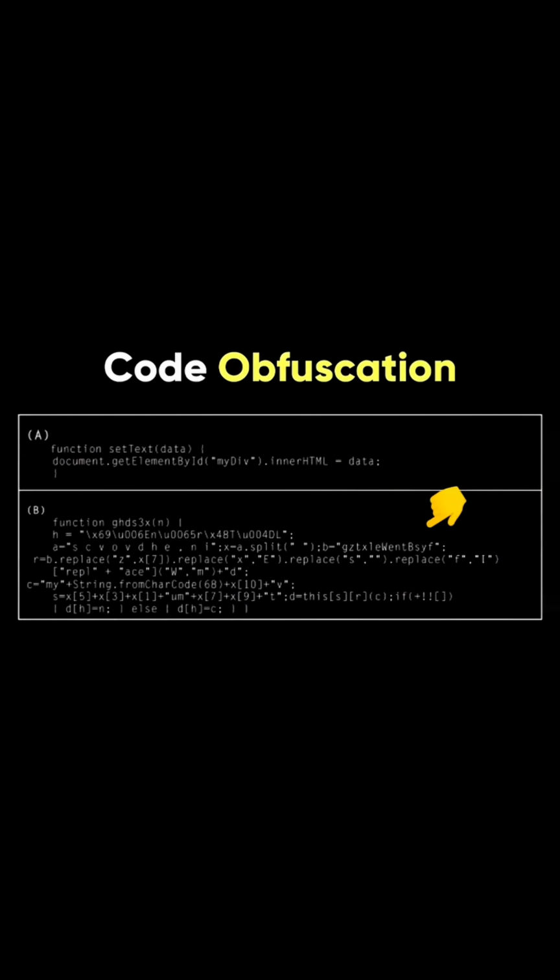But software developers aren't just sitting around twiddling their thumbs. They've got tricks up their sleeves to make reverse engineering harder. Code obfuscation makes the code look like a tangled mess of spaghetti.